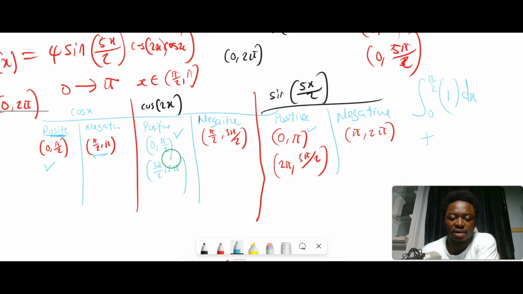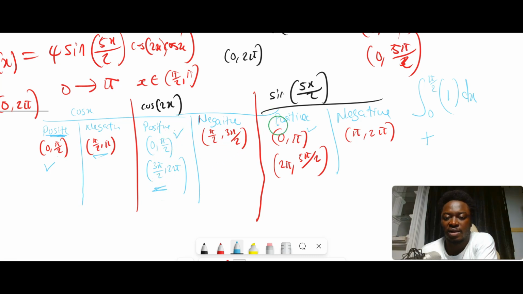Cosine of 2x is going to be negative on that interval too. So you have pi over 2 to pi. Cosine of 2x from 0 to pi over 2 is positive. Then pi over 2 to pi is going to be negative. So this is going to be negative.